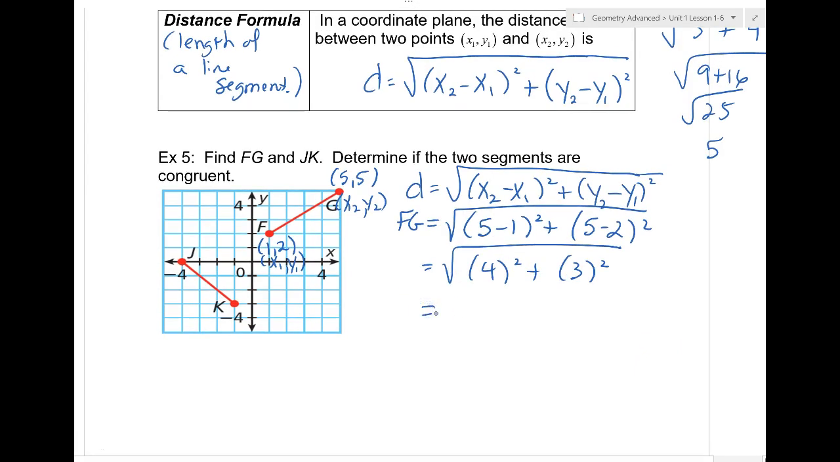All right, what do we have? Simplified out, 16 plus 9. I get the square root of 25, guys. You all should know what the square root of 25 is. All right, so that's the length of segment FG. Now look at the problem.